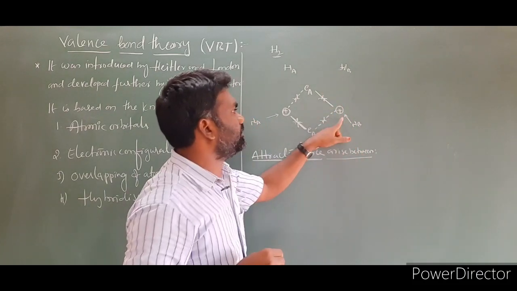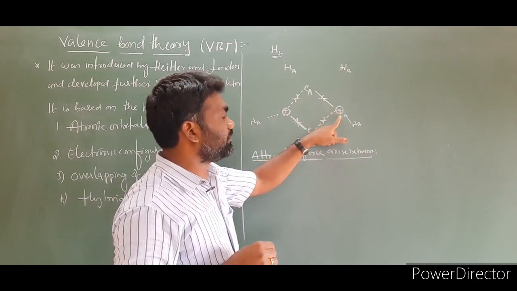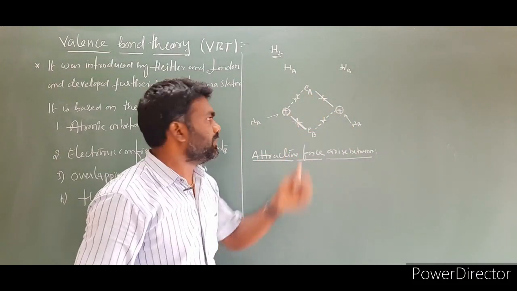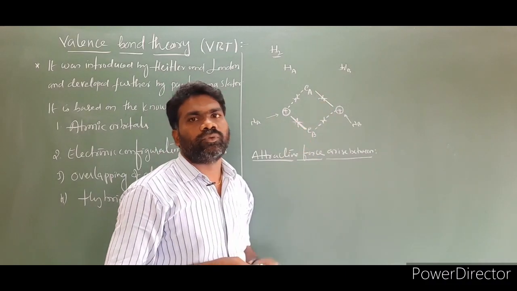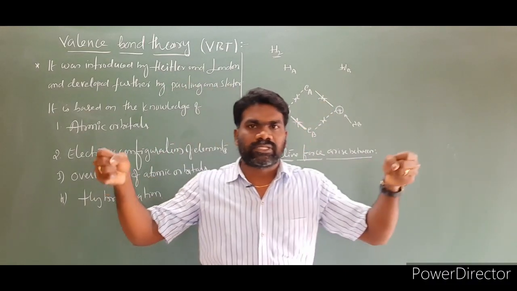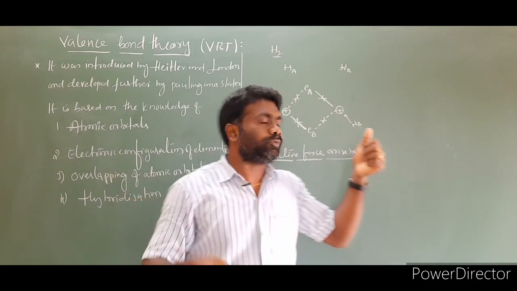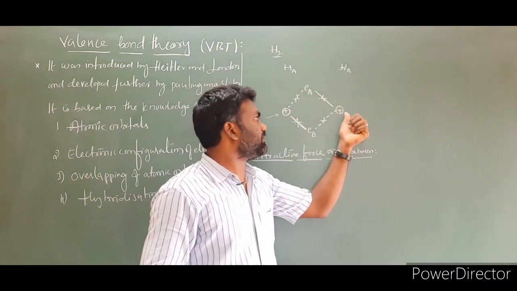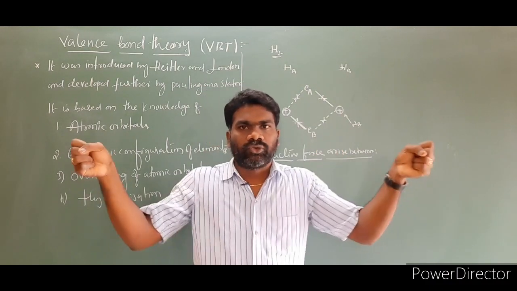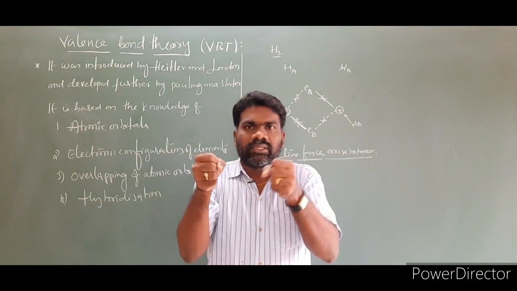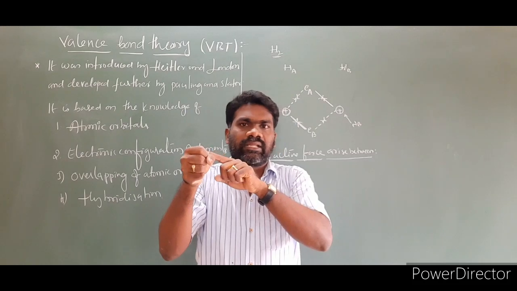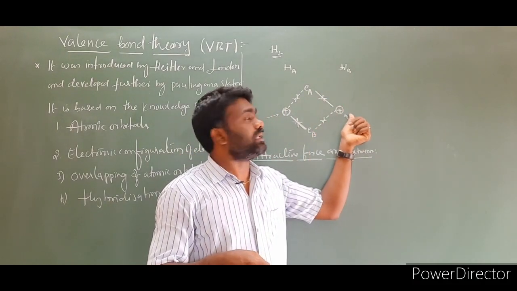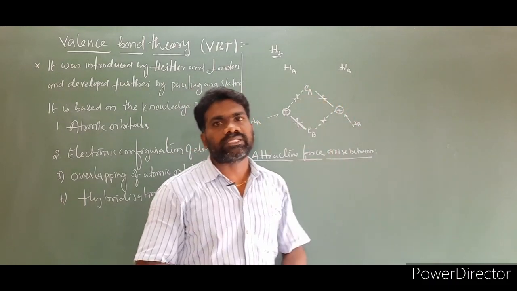Between the nucleus of hydrogen A and the electron of hydrogen B, and between the nucleus of hydrogen B and the electron of hydrogen A, attractive forces develop. These two forces are new forces. When hydrogen atoms are far away from each other, there are attractive forces only between the nucleus of hydrogen A and its own electron, and the nucleus of hydrogen B and its own electron. When two atoms come close to each other, the hydrogen A nucleus attracts the electron of hydrogen B, and the hydrogen B nucleus attracts the electron of hydrogen A. So these are the new forces.